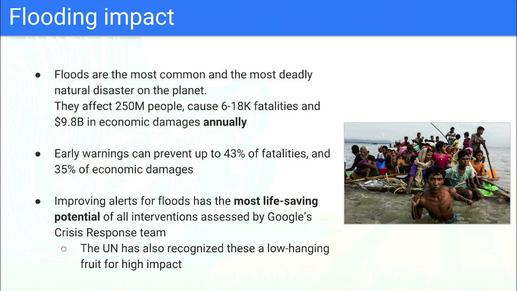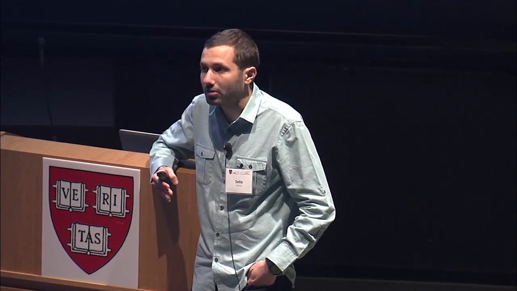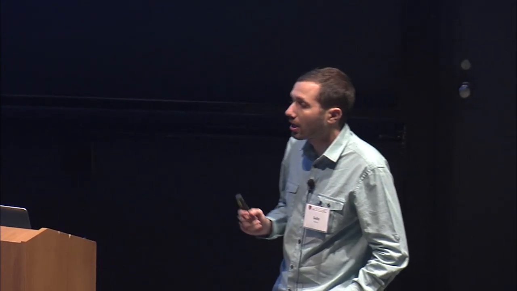So floods are both the most common and the most deadly natural disaster in the world. They are responsible for between thousands and tens of thousands of deaths each year and affect hundreds of millions of people annually. But on a more positive note, floods are also one of the natural hazards that are most easy to mitigate.